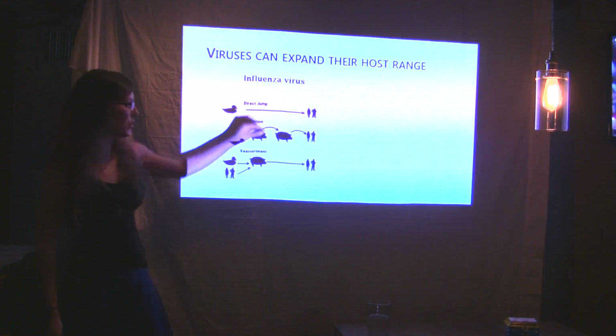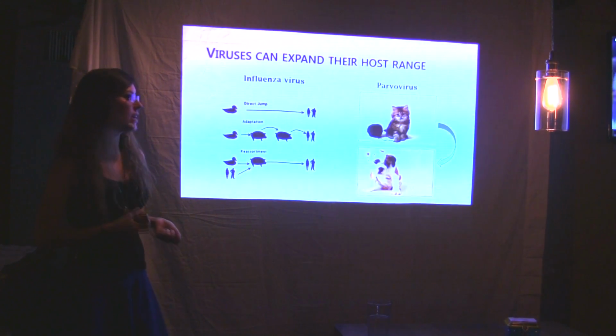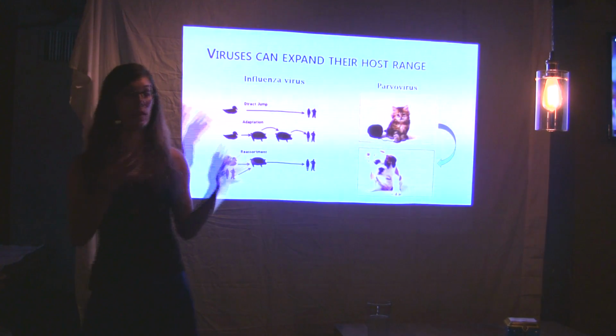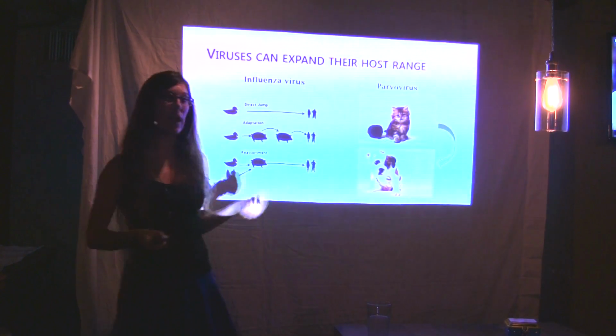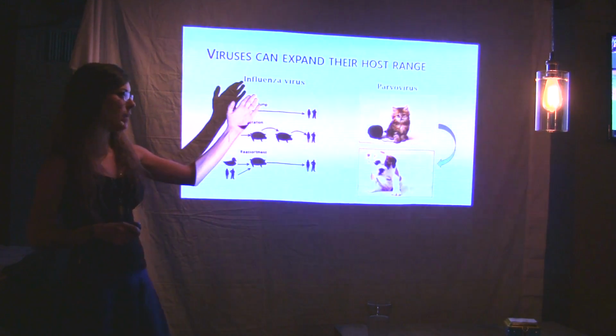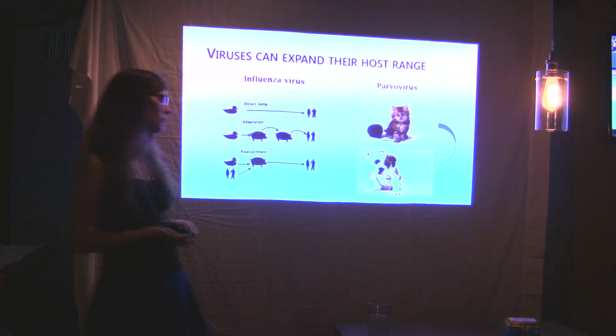So in addition to these anthropocentric examples, we also have documented cases of other host range expansion events within our time frame. Parvovirus actually originated as a feline virus, and then I believe in the 60s was able to adapt into dogs, which is what we typically associate the virus with today.